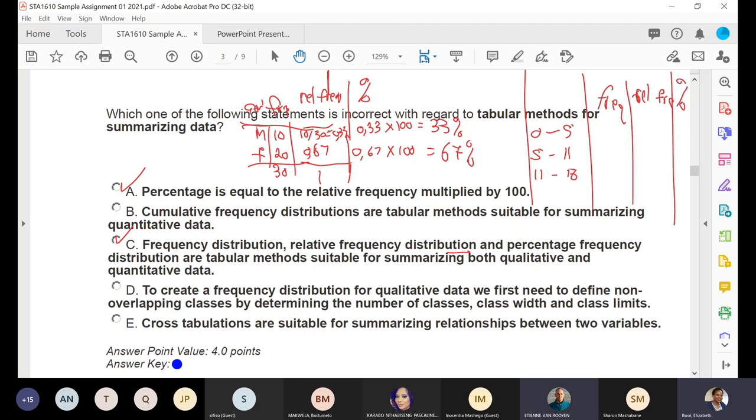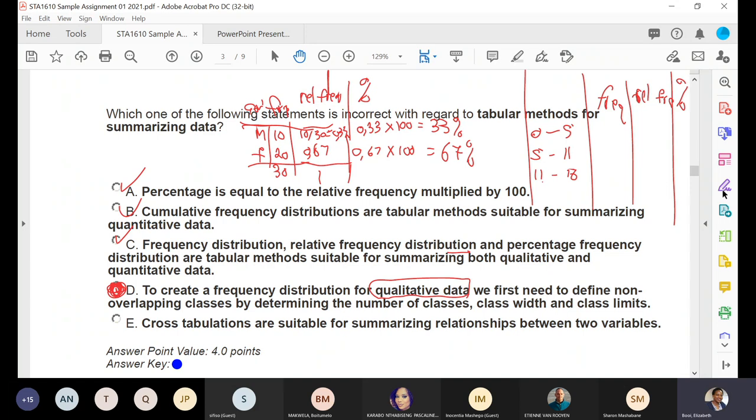I say D, Lizzie. Yes, D is the incorrect one. The reason why I'm saying D is that qualitative data is not associated with number of classes, class width, and class limits. Yes, because these are your classes. Here, I've created three classes with a class width of 5, and my class limits are from 0 to 5. So D is the incorrect one.